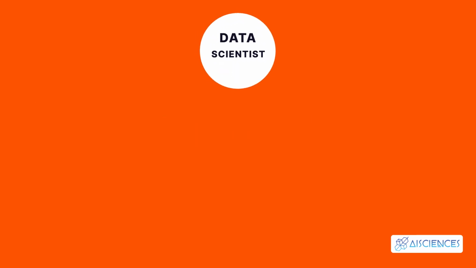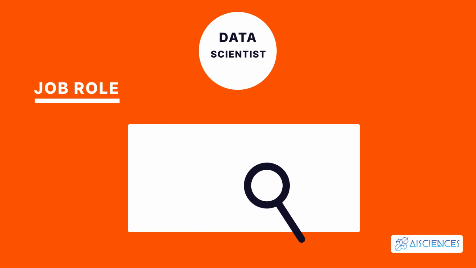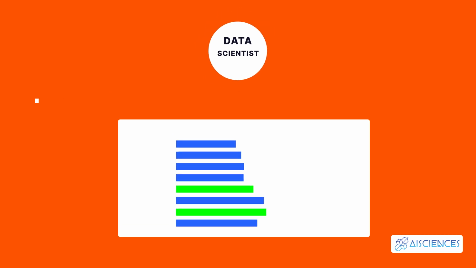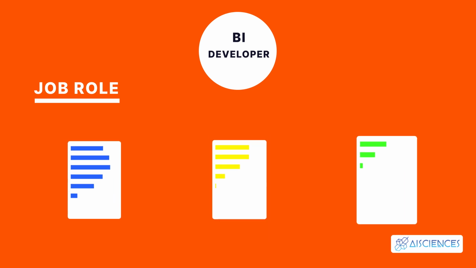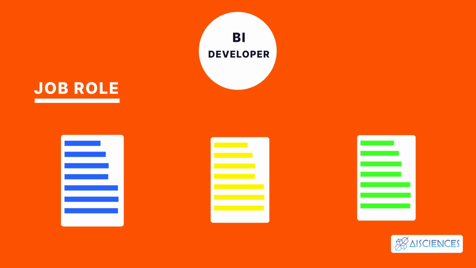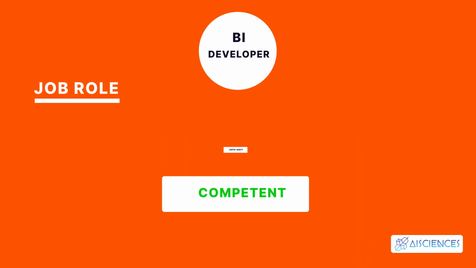5. Data scientist. Job role: find, clean, and organize data. You will need to analyze enormous amounts of complex information, both raw and processed, and find patterns that are beneficial to your organization and help in making strategic business decisions. 6. Business intelligence or BI developer. Job role: design and develop strategies to quickly find the information that business users need to make the right decisions. You need to be exceptionally data savvy and competent in using BI tools.